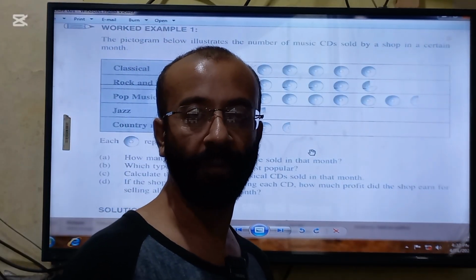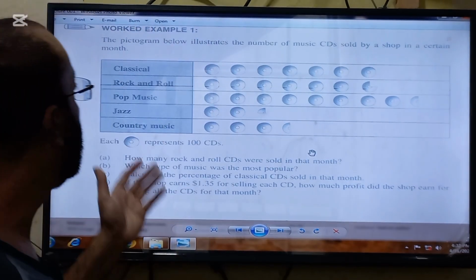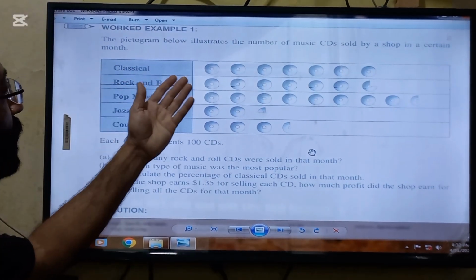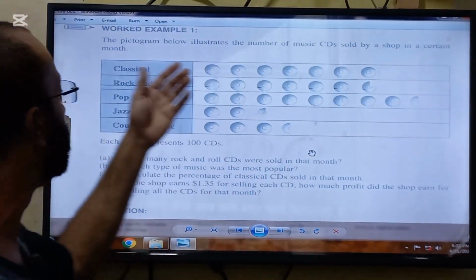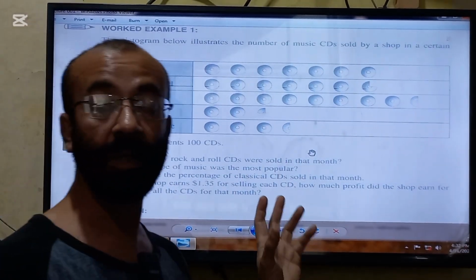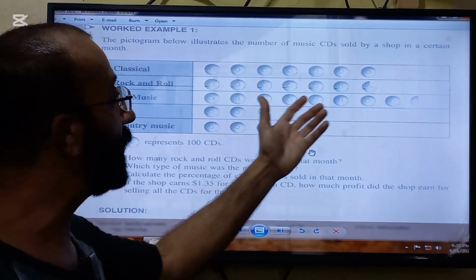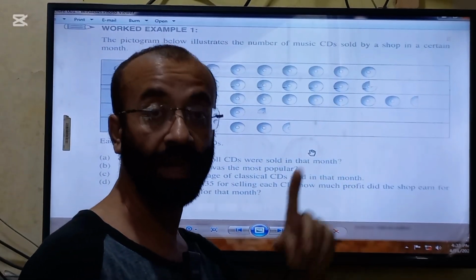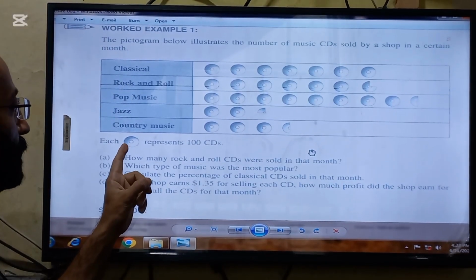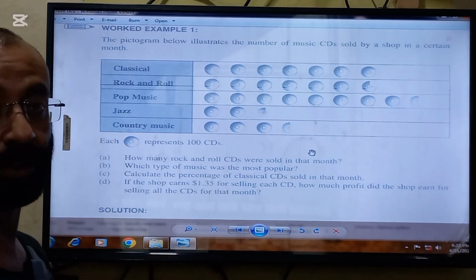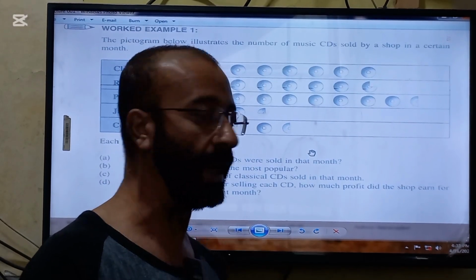Now we are going to solve a question. This question will make your concepts clear about pictogram. The question is: the pictogram below illustrates the number of music CDs sold by a shop in a certain month. First look at the figure. The data is represented by a number of identical figures, and look here, there is a key. The key shows one figure represents 100 CDs. So these are the things which are a must for pictograms.